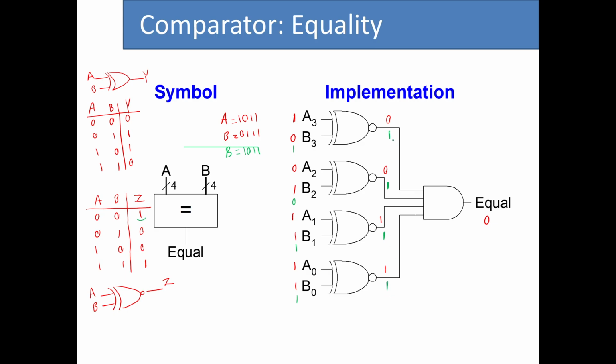So now, since you have 4 1s as the output of the initial state, the result of this AND gate is going to be 1. So basically, this says that this number and this one are equal.